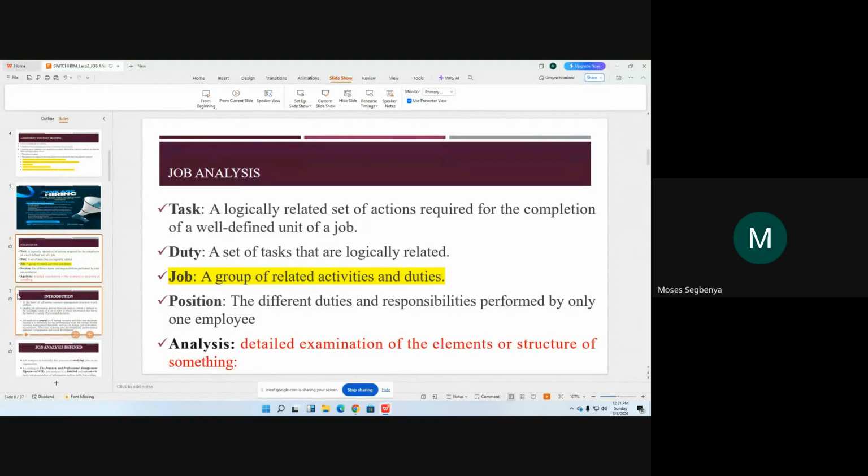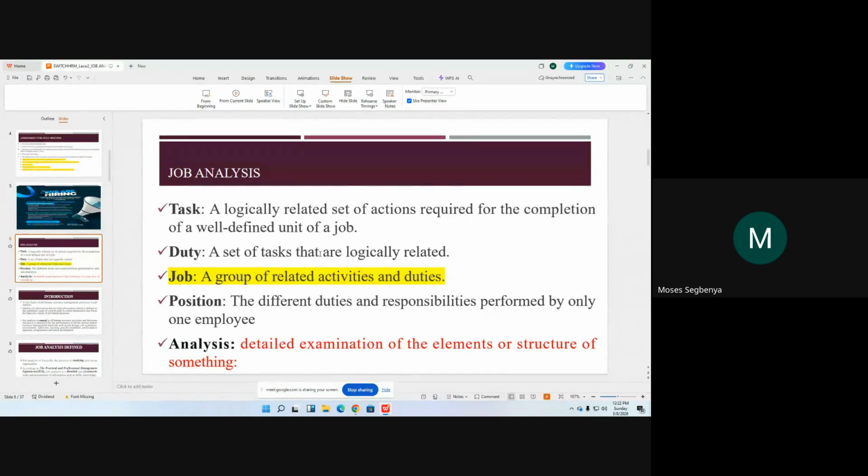Job analysis. We are looking at how to analyze jobs. And basically, we are determining the relative worth of a job. How important is a particular job compared to another in the same organization? Or how important is a particular job in one organization compared to the same job in another organization? That is exactly what we want to do today.